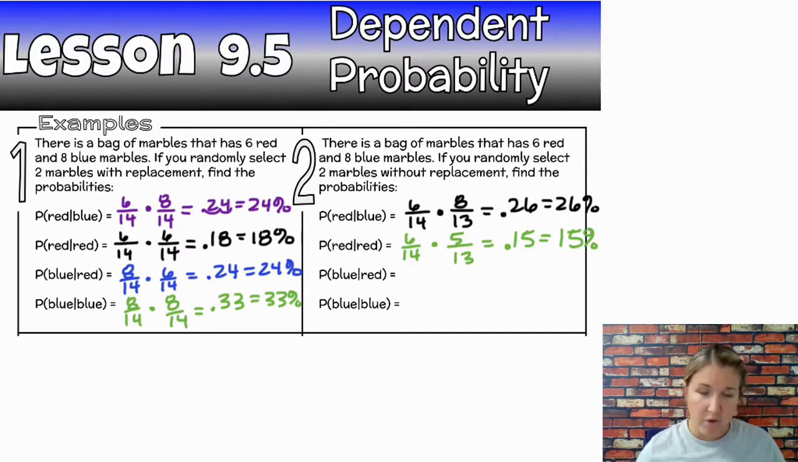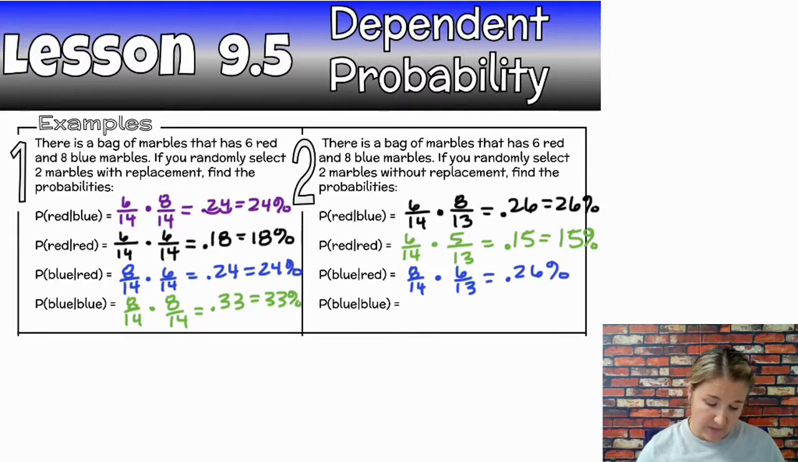Now we're going to look at the probability of a blue and then a red. So the probability that you get a blue is 8 out of 14. And then I'm going to assume that I got a blue. And then the red is 6 out of 13. So then just multiplying straight across there, you get another 26%.